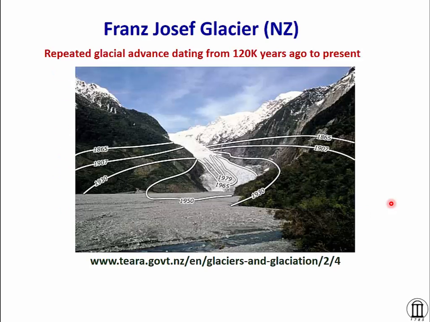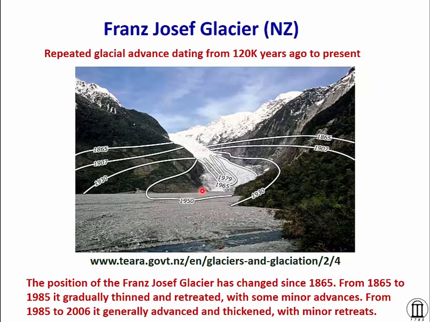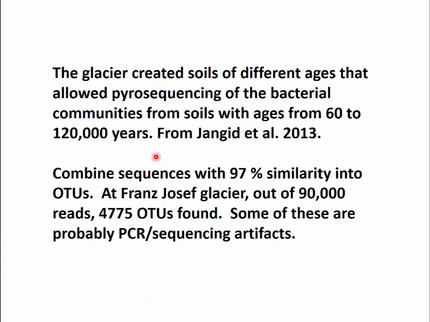So one of the study sites that Mark set up was this site in New Zealand, this Franz Josef Glacier. And there's been repeated glacial advances from about 120,000 years ago through the present. And this is a picture of it today. The position of the glacier has changed in the last 150 years, where it's gradually thinned and retreated with some minor advances. But what happens is the glacier moves, it deposits soil at different ages throughout the landscape.